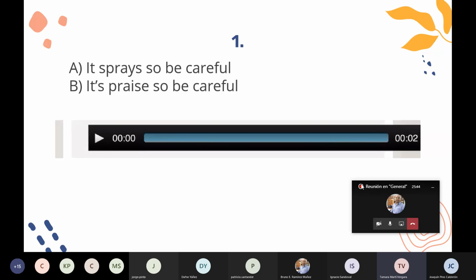So, what does this audio say? Option A, it sprays, so be careful. Or option B, it sprays, so be careful.